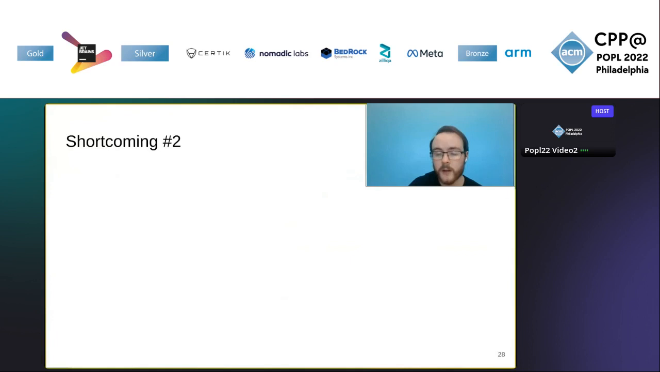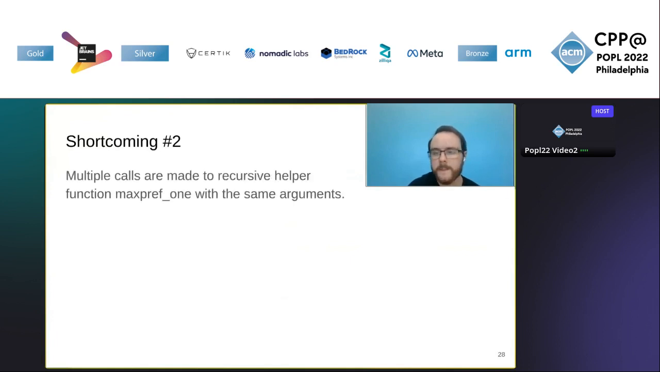The second shortcoming I want to talk about involves this helper function called maxpref1. Now it finds the maximal prefix of a string with respect to a derivative or a lexical rule. And the issue with the development is that we sometimes call this function with the same arguments, and this can be very expensive.